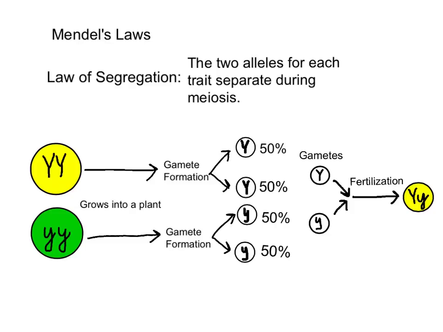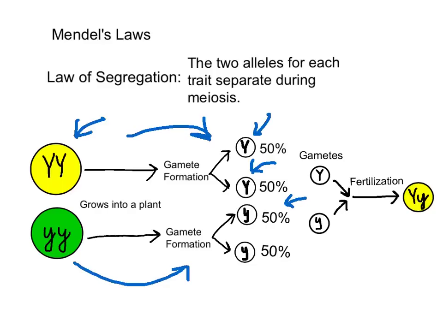So the homozygous dominant yellow pea must have gametes, you can see gamete formation, where 50% of them end up being dominant yellow, and the other 50% must also end up being dominant yellow. That means that the homozygous recessive green pea, when its gametes are formed, 50% of the gametes formed will have the recessive green allele, and the other 50% must also have that recessive green allele.